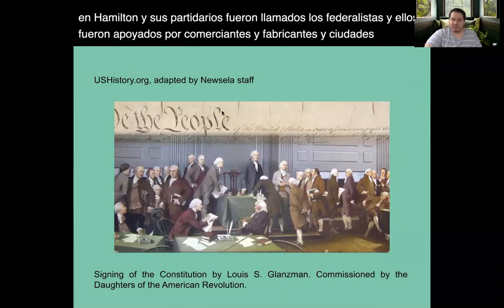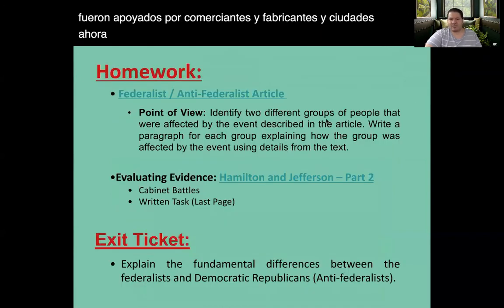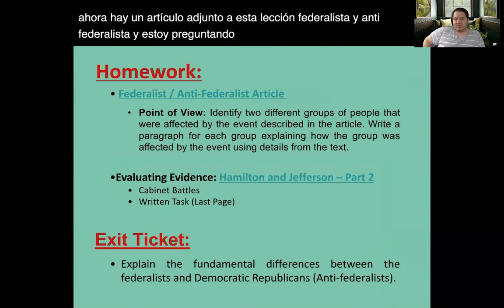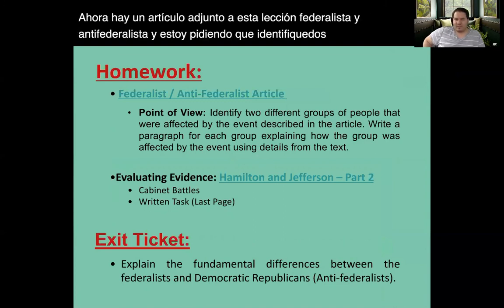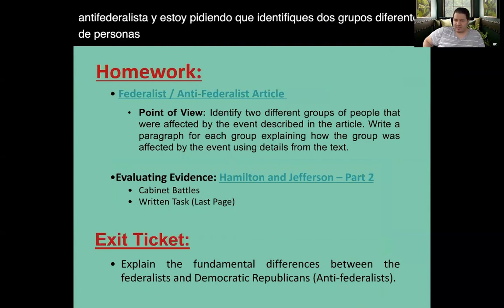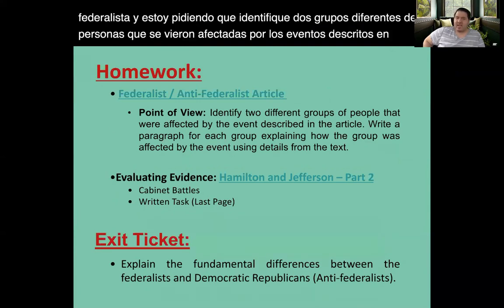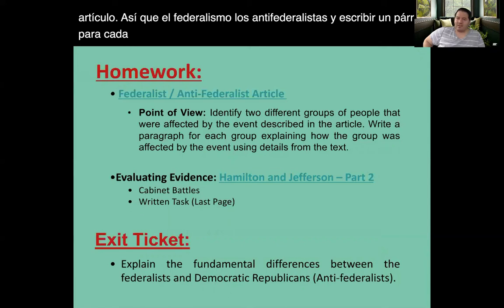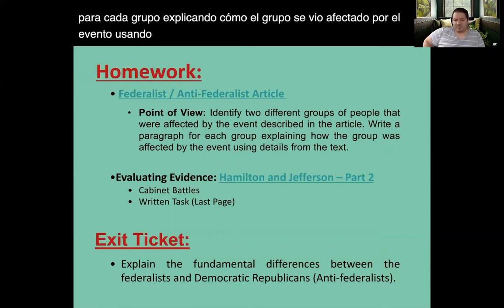Now, there is an article attached to this lesson, Federalists and Anti-Federalists, and I'm asking for you to identify two different groups of people that were affected by the events described in the article, so the Federalists and the Anti-Federalists, and write a paragraph for each group explaining how the group was affected by the event using details from the text. So try to cite and explain your evidence.